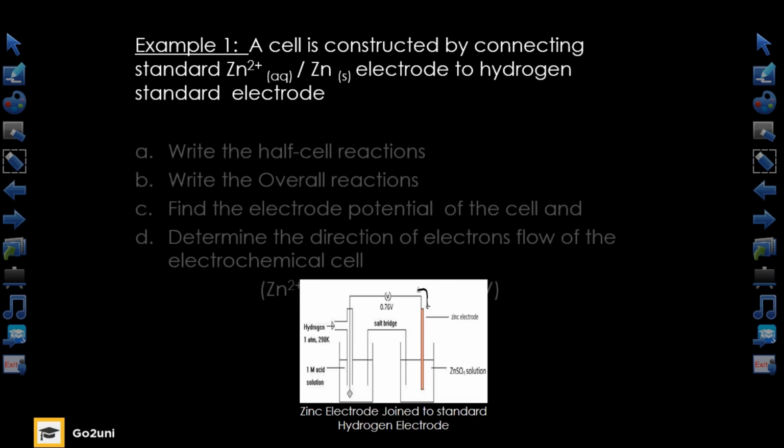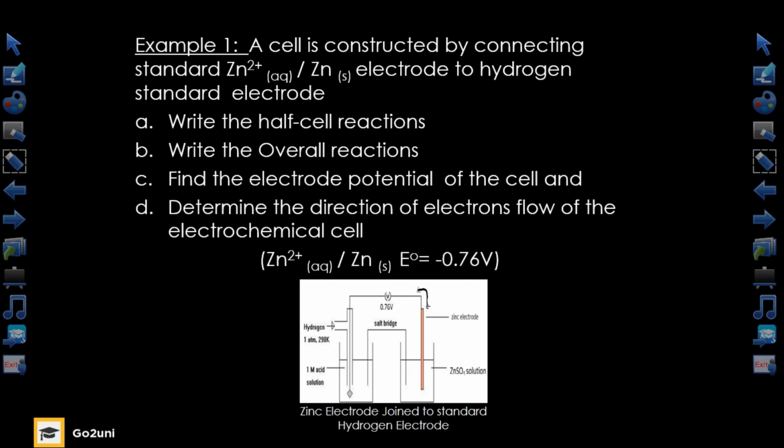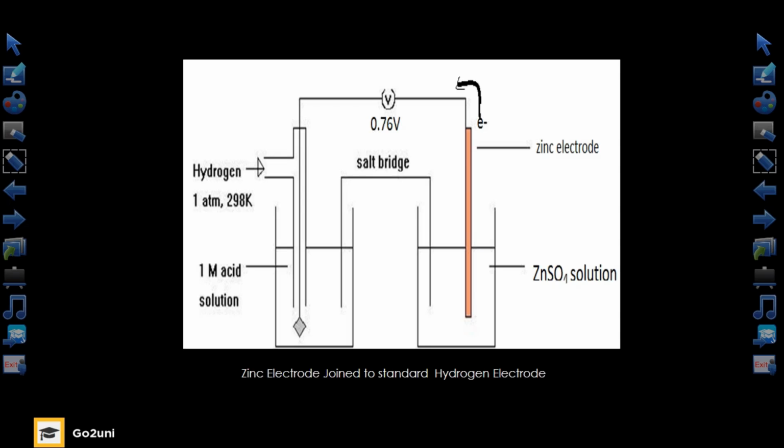So we can have example, as we can see here, example 1, we are looking at a cell constructed by connecting zinc rod to SHE. So we are told to write the half cell reaction, the overall reaction, to find the electropotential, and then of course determine the direction of flow of the electrochemical cell, the direction of flow of electrons. So the electropotential for zinc we've been given as negative 0.76 volts, and this is actually what is happening there.